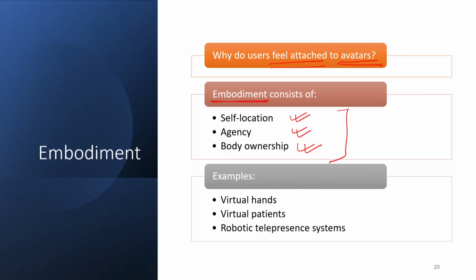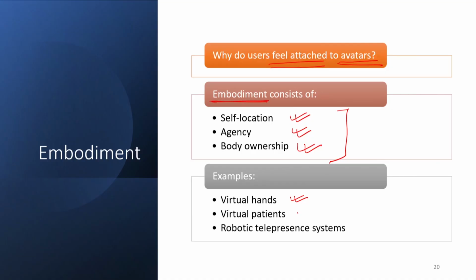Examples of embodiment are virtual hands. Very often when you put on a VR display, you will see some virtual hands appear within the display. They are actually representing your hands. Another example of embodiment is that of virtual patients, where there is a patient which represents you in the virtual world. Robotic telepresence systems also give you a sense of embodiment.